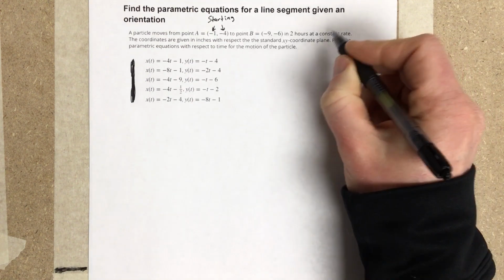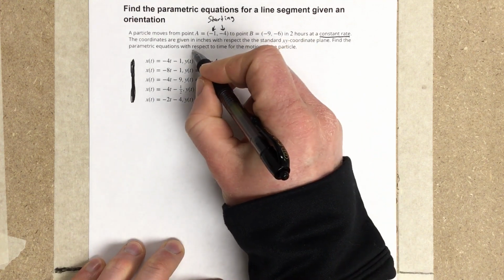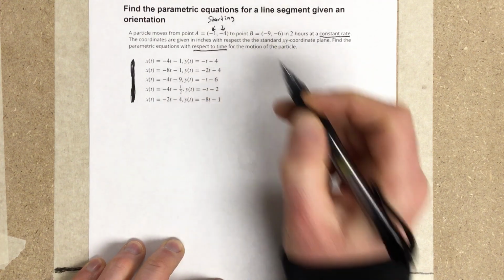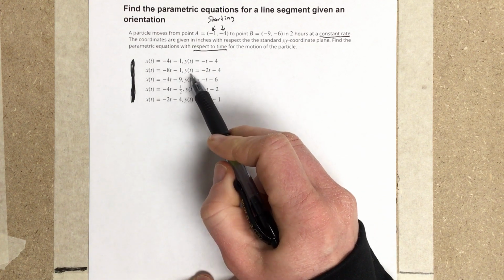So constant rate tells us that we're dealing with a linear equation. The coordinates are given in inches with respect to the standard XY coordinate plane. Find the parametric equations with respect to time. So with respect to time means we're going to be finding equations where t is our independent variable for the motion of the particle.